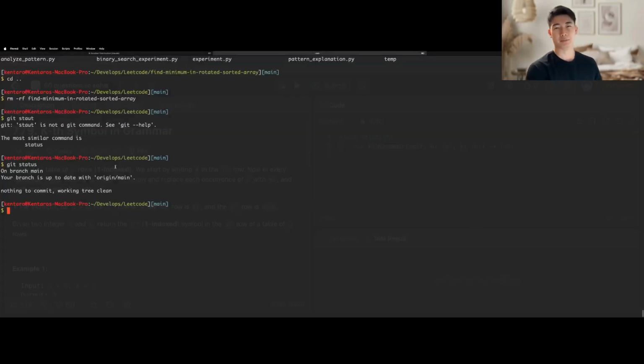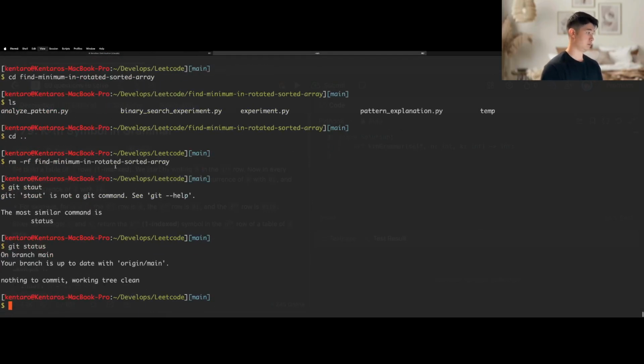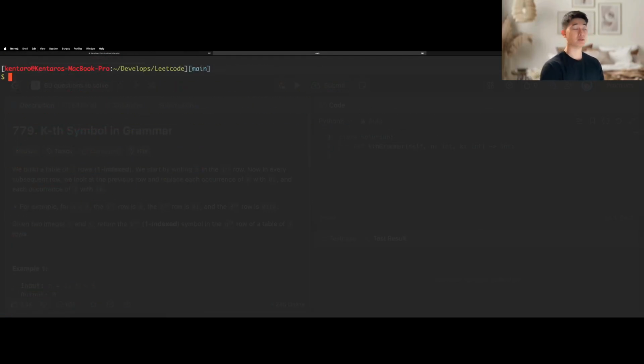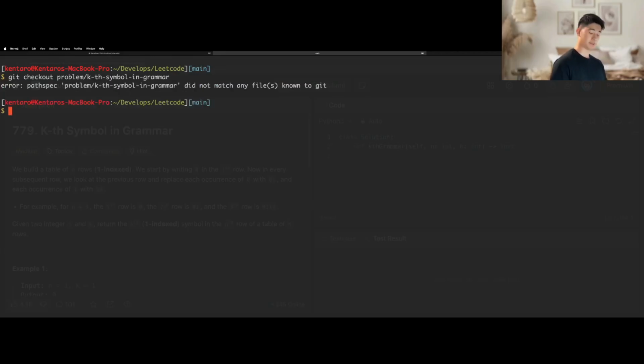Let me make it bigger for you guys. Is it big enough? All right. Then, first things first, git checkout problem. What's this problem called? Kth Symbol in Grammar. Kth Symbol in Grammar. All right. Okay, hold on.